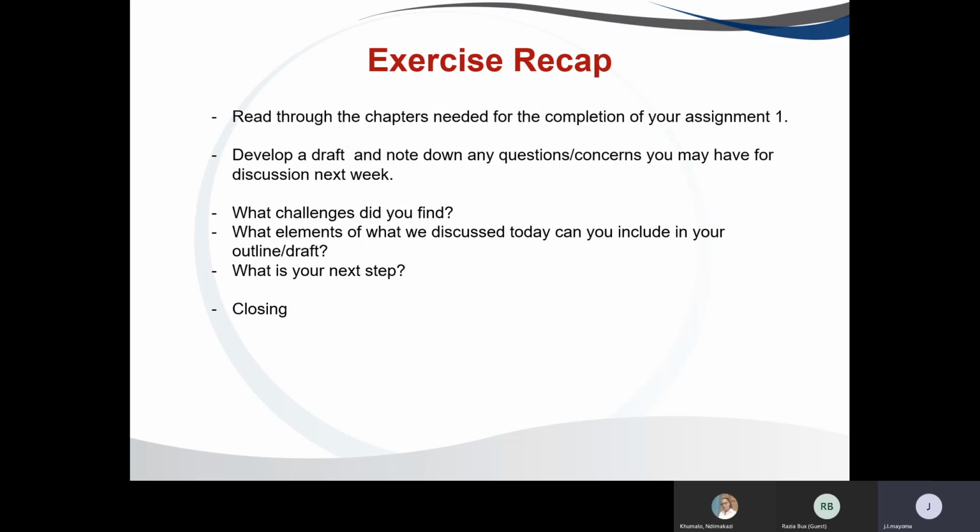Cool. So, okay, you've already talked about the elements that you think you'd be able to include, especially with the research, finding the relevant text and finding relevant sources. So now, what would be your next step?